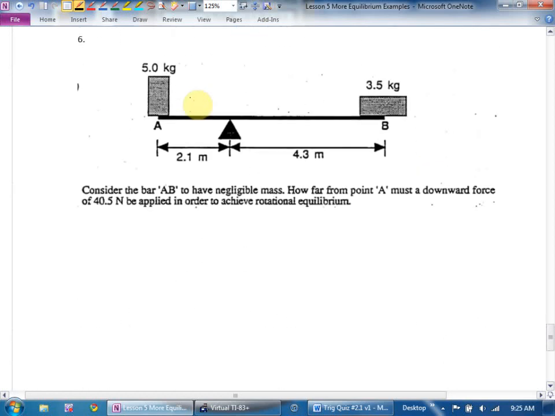Number 6. Very similar to number 5, in that it looks like they're asking me to find a distance.